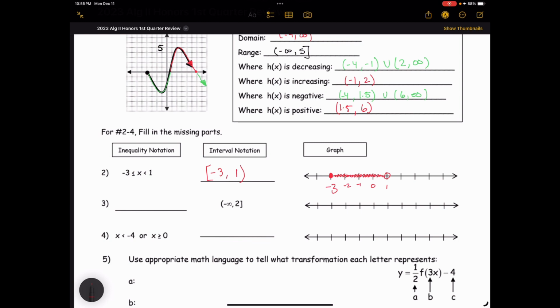All right, number 3, we're given an interval and we want the inequality. So this is saying from negative infinity all the way up to and including 2. So this is going to look like 2, and x is going to be everything smaller than 2. Right, so you could write this as x is less than or equal to 2 because it's including it. So graphically, we call this a closed circle because it's including 2, and it's everything below, less than.